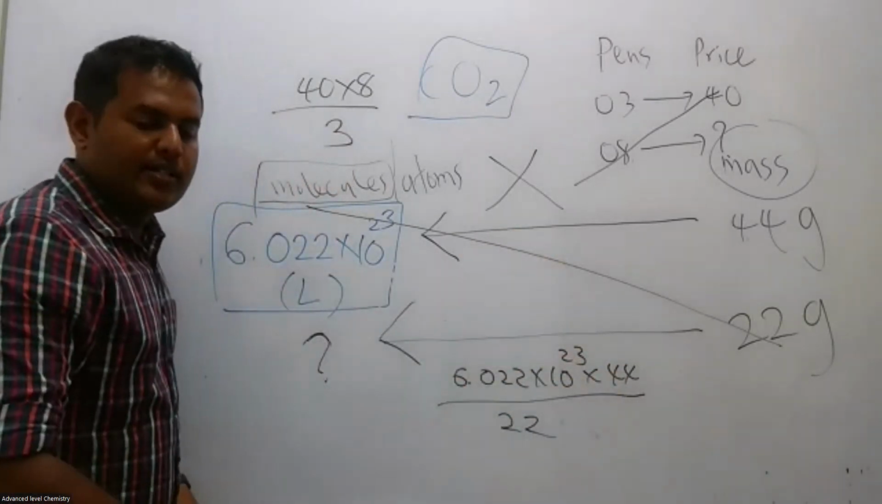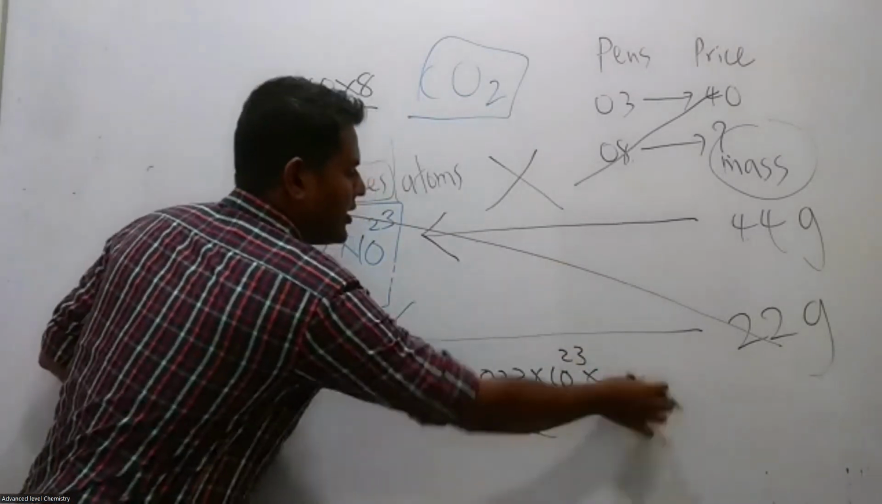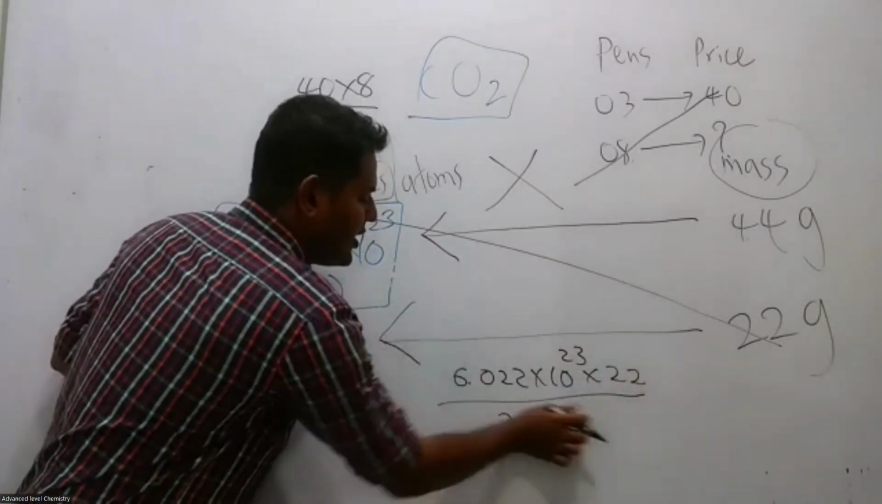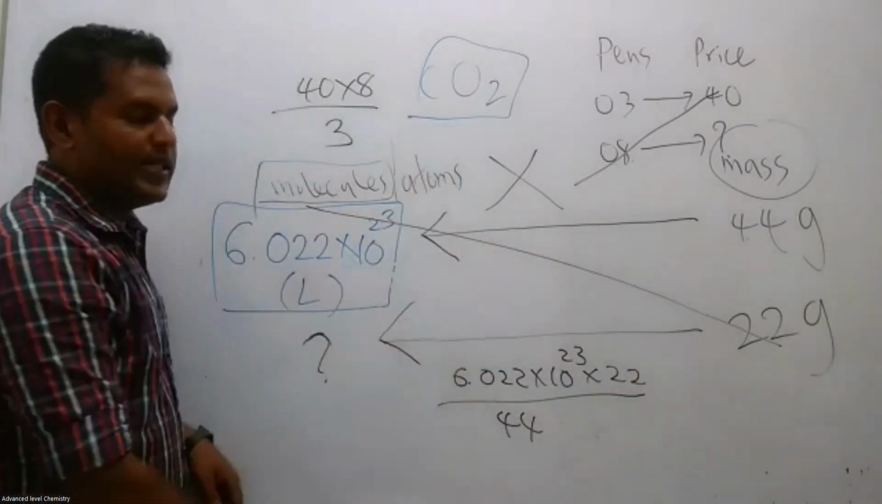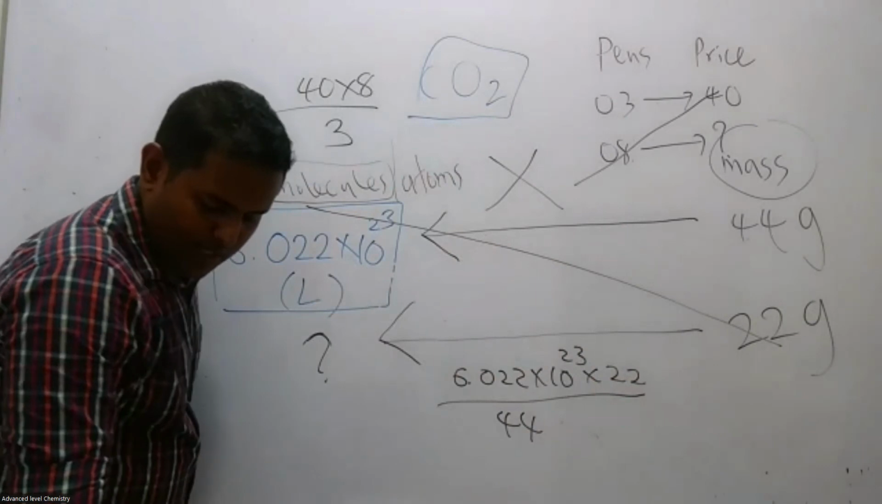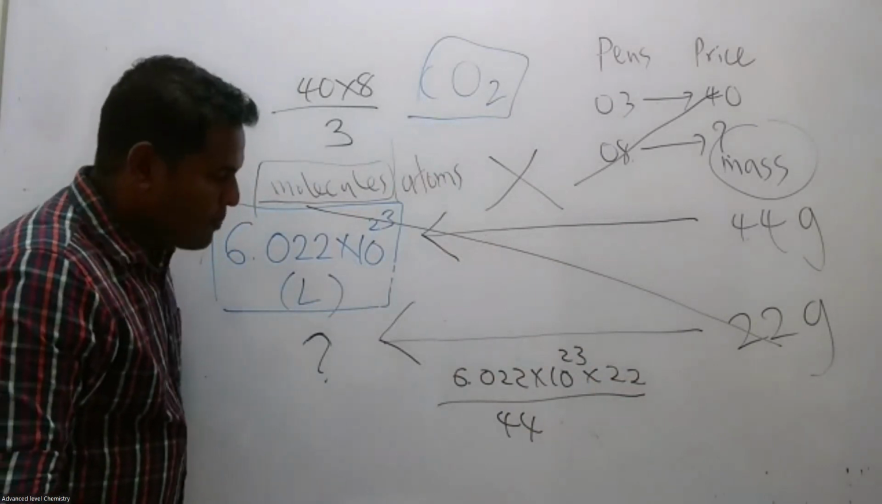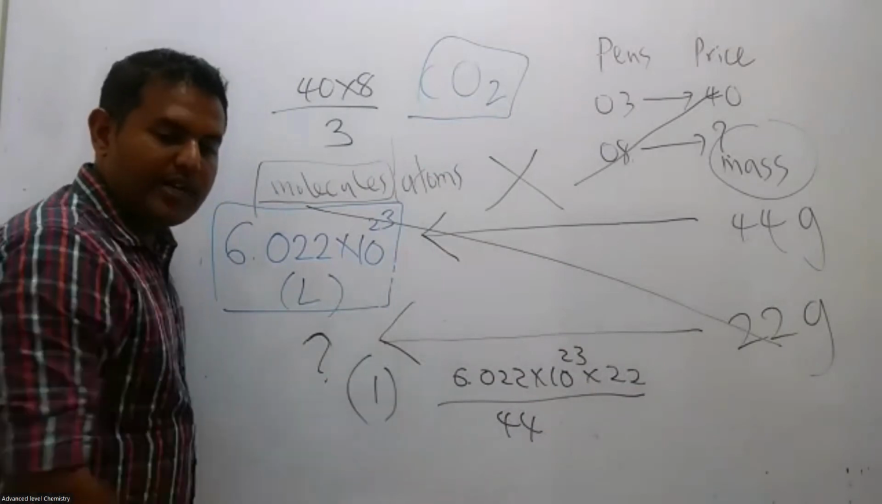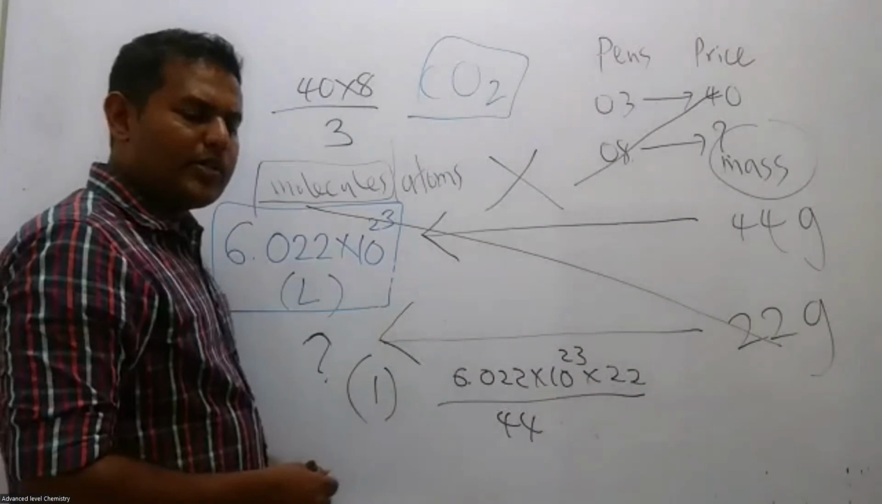That's it. Sorry. This into 22 divided by 44. Right? This into this divided by this. So then that is the answer they have mentioned in answer number 1. So you have given answer number 1. That's correct. So can you see the column method that we are using?